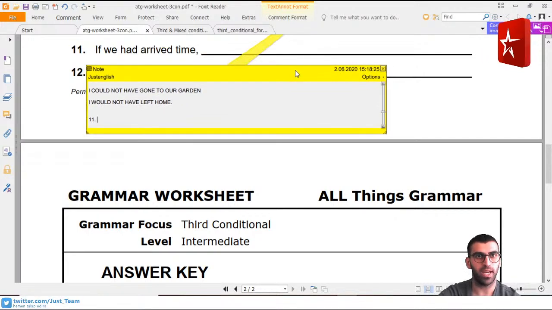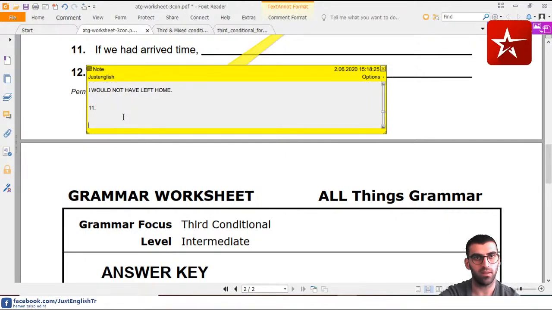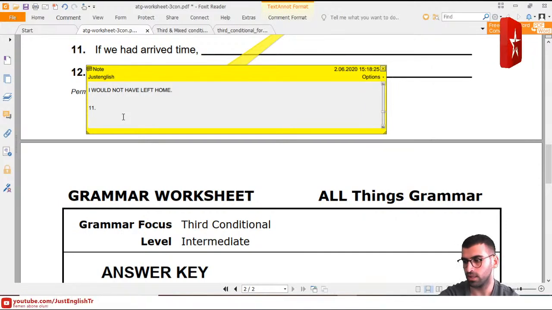Let's see. If we had arrived on time, I wouldn't have watered the garden. Yes, Nejat, your answer is correct for number 10. We couldn't have gone out if I had had a bad toothache. Yes, if I had had a bad toothache, I wouldn't have slept very well.